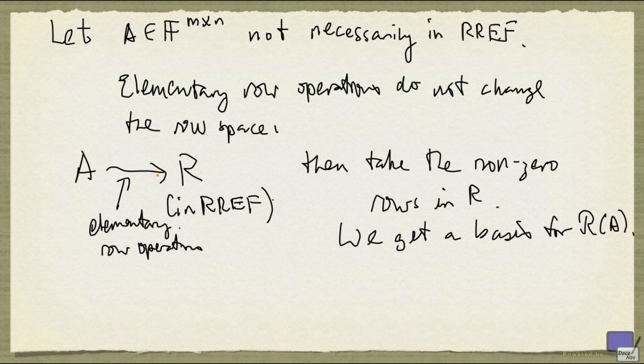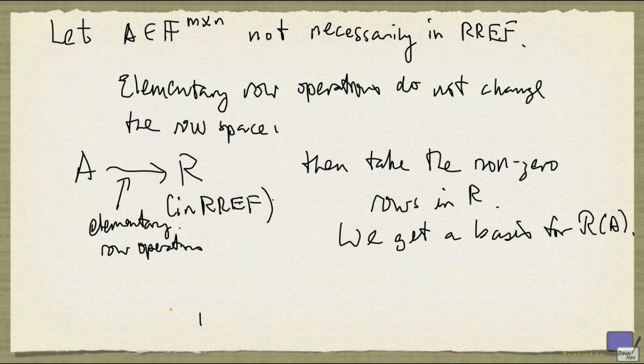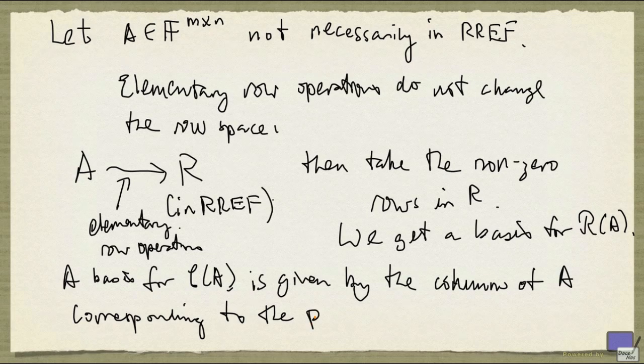But what about the column space? Well, elementary row operations do change the column space. For example, if a matrix A is this, if you row reduce this, you end up with this matrix. And clearly, the two matrices do not have the same column space. But not all is lost here. The pivot columns in R precisely tell you which columns to pick in A to give you a basis for the column space of A. So, a basis for the column space of A is given by the columns of A corresponding to the pivot columns in R. So let me illustrate this with an example.